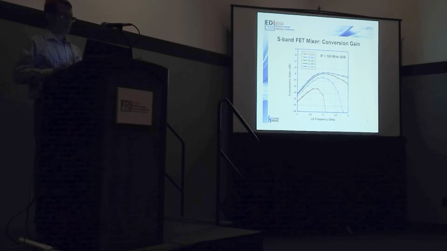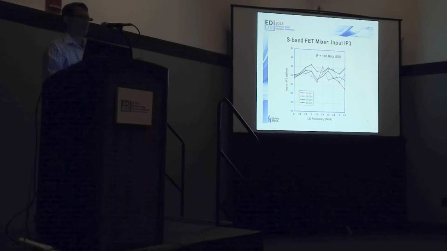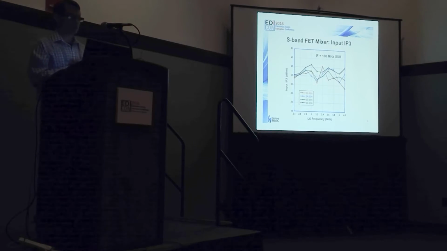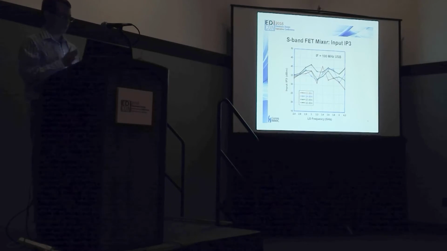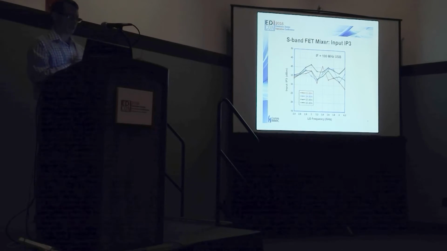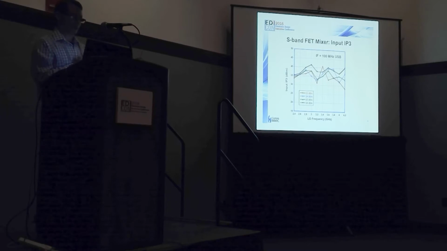In terms of how we did, if we look at the input IP3, again, this is the same idea: down converter, a fixed IF of 100 megahertz, upper sideband, sweeping the LO frequency and looking at a bunch of different power levels here. We see that our input IP3 is, again, quite high, between 35 and 40, sometimes eclipsing 40 dBm, and across the 1 gigahertz bandwidth, which is very nice.